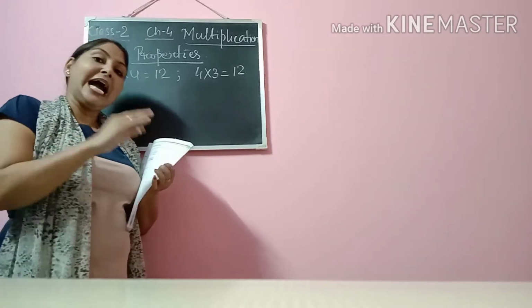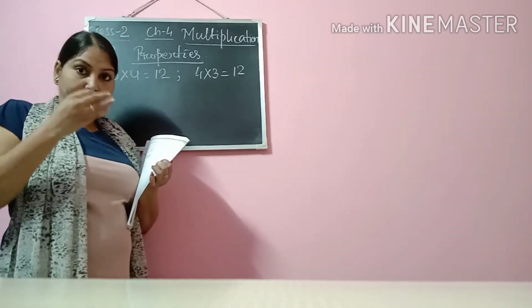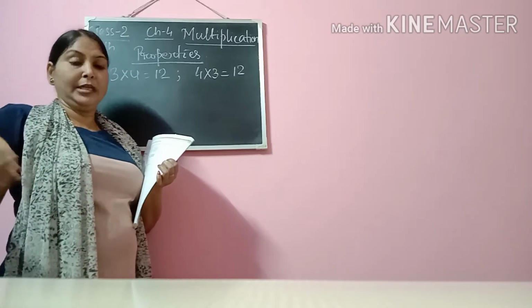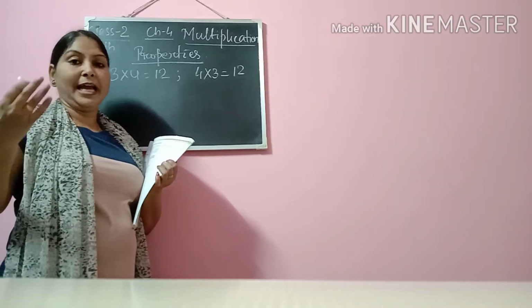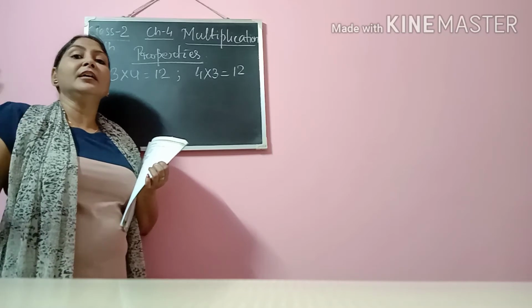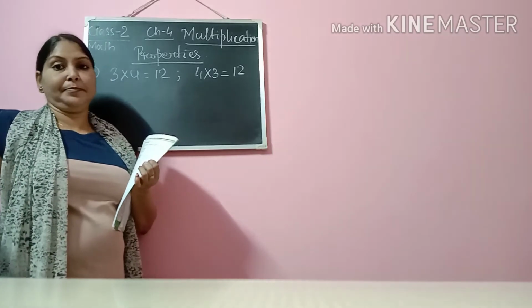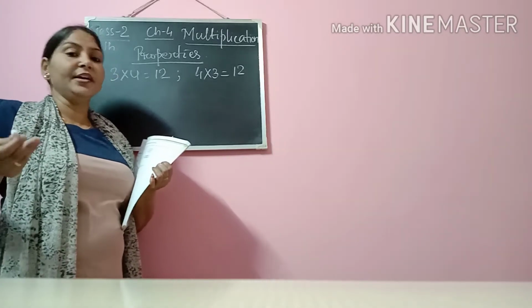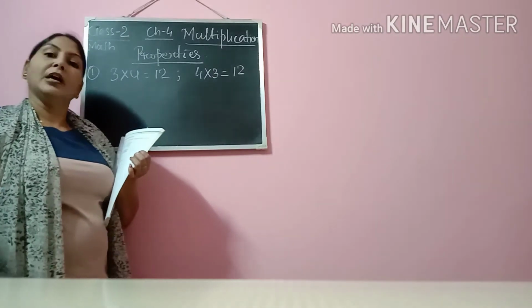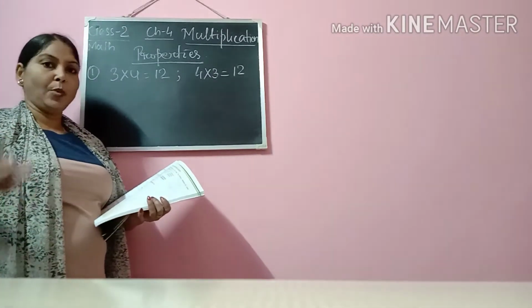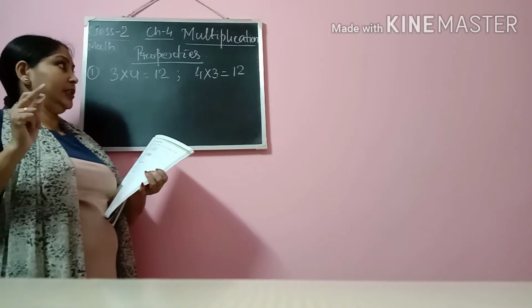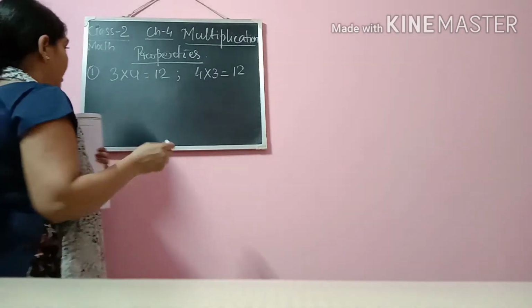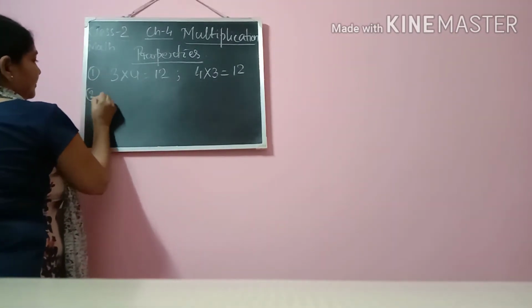Okay, so you can multiply 2 numbers or 3 numbers. When you are multiplying 2 numbers or 3 numbers, the product will remain the same. In any order you multiply the numbers, the answer will come the same. So this is one property of multiplication. Okay. Then the second property.